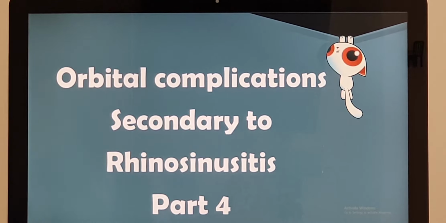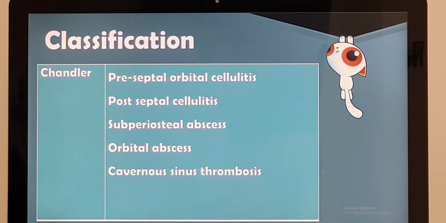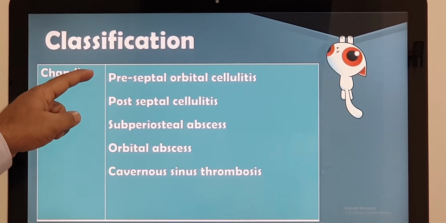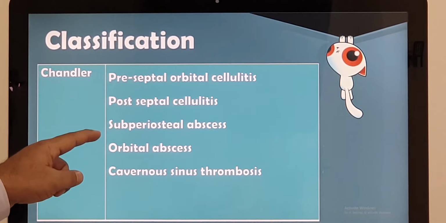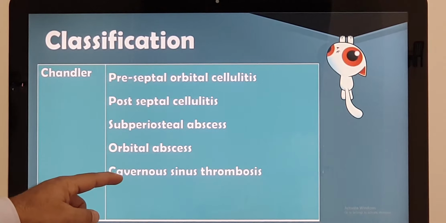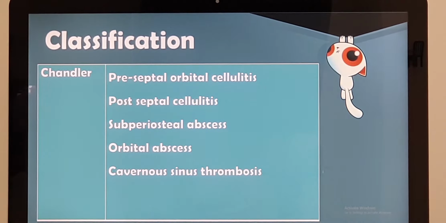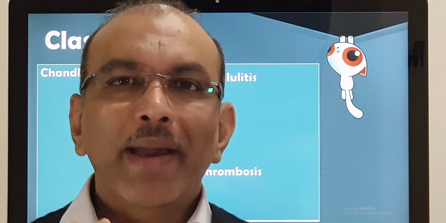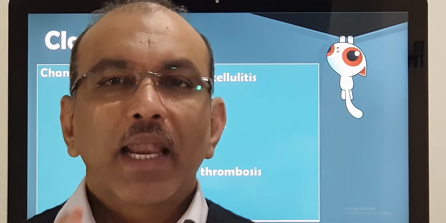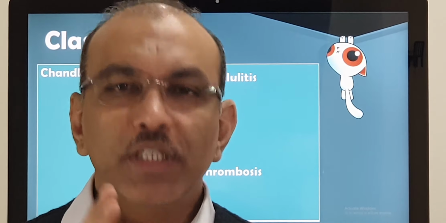So, let me summarize that once the infection has reached the eye, it's in different stages, that is preseptal orbital cellulitis, postseptal orbital cellulitis, subperiosteal abscess, orbital abscess and cavernous sinus thrombosis. I would like to tell you the first 2 stages we are going to manage medically. The last 3 stages we are going to manage with surgery.